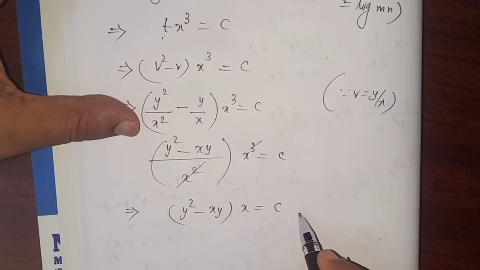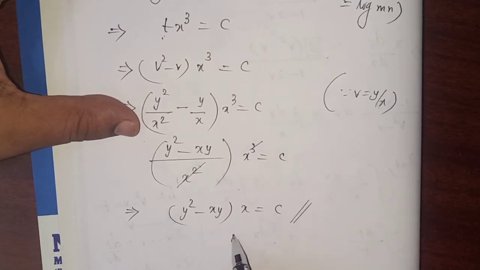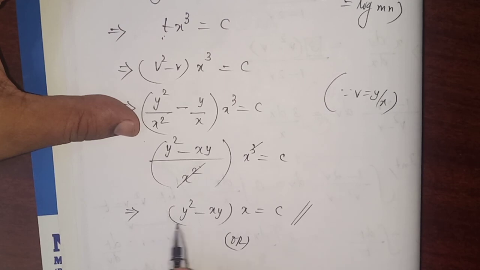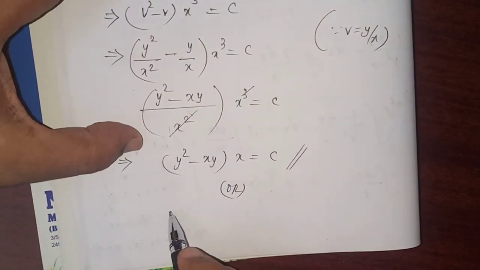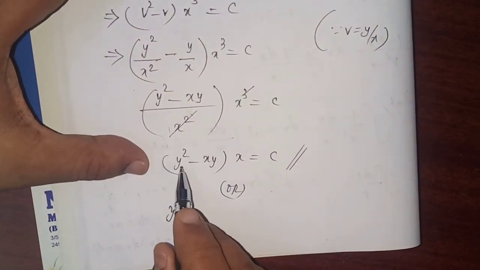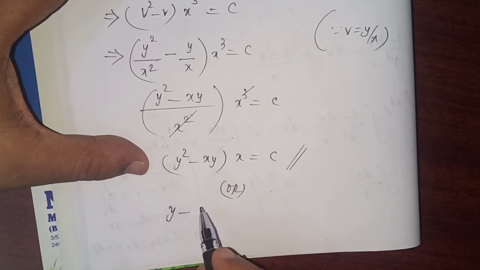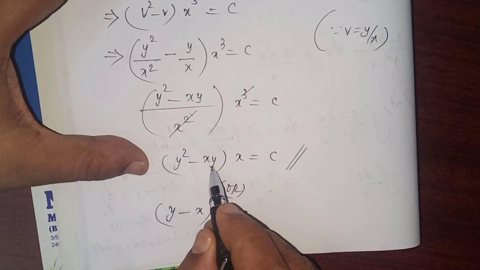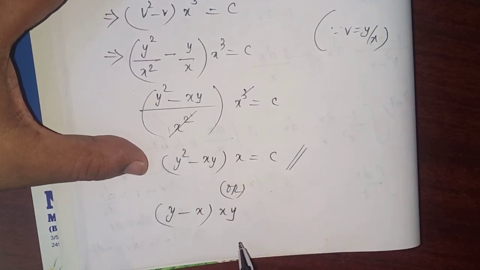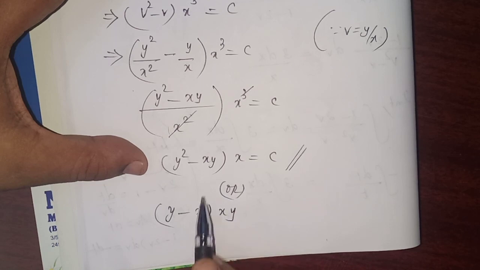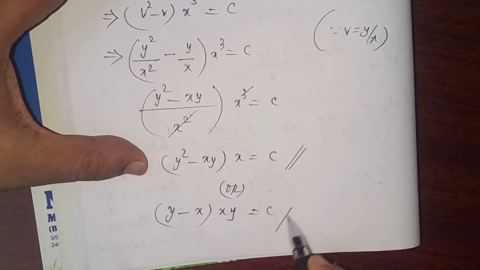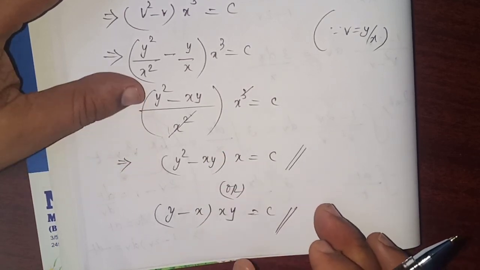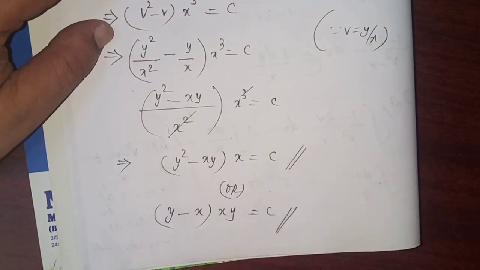This is the book answer. Or even you can take y as common. If you take y as common, x stays as it is, y into y is y squared, y into x is xy, equal to c. Both are correct only. Even you can stop the answer at this stage.